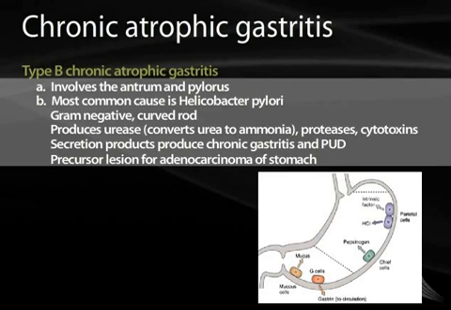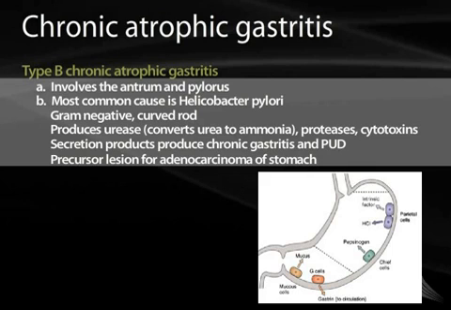As I've already mentioned, H. pylori produces urease, proteases, and cytotoxins, and these factors combine to produce both chronic gastritis and peptic ulcer disease. Now, what's very important to remember is that with chronic atrophic gastritis, in the presence of H. pylori, it can act as a precursor lesion for adenocarcinoma of the stomach.